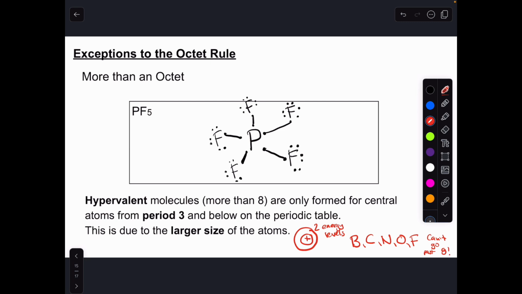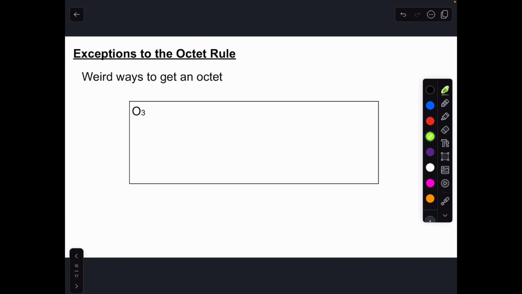They're too small and they don't have room to expand that second energy shell. But everything else, all those atoms found on the 3rd or the 4th, 5th energy level, they all can do it. So this next section comes to the fact of getting an octet, but it always happens with the ones that can't go above 8.